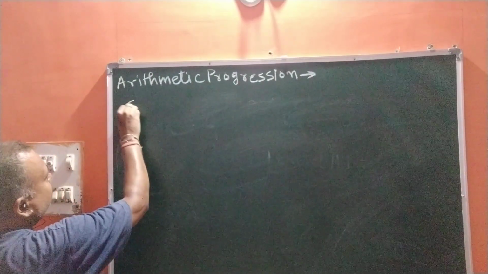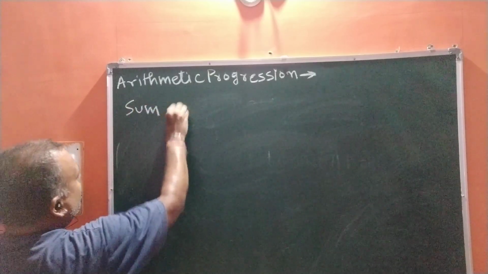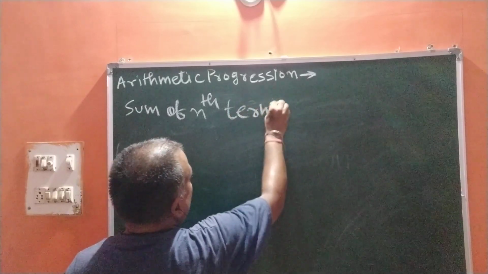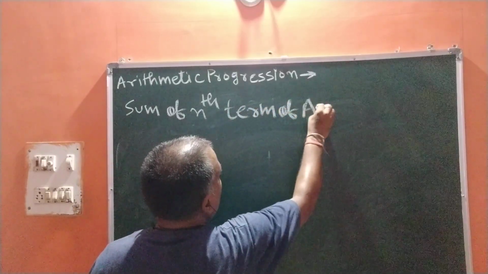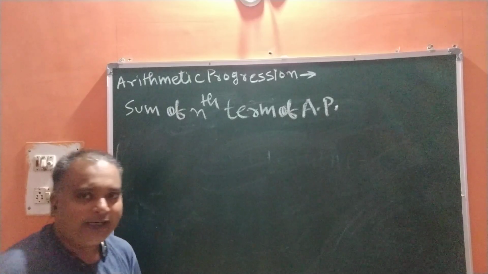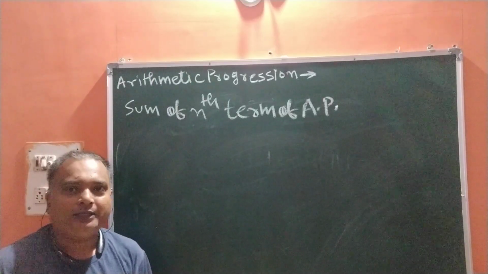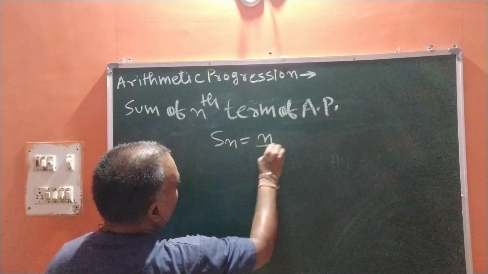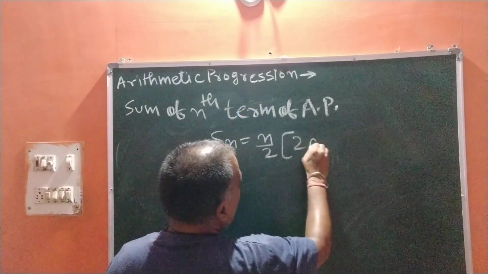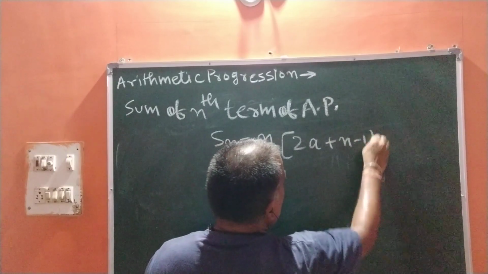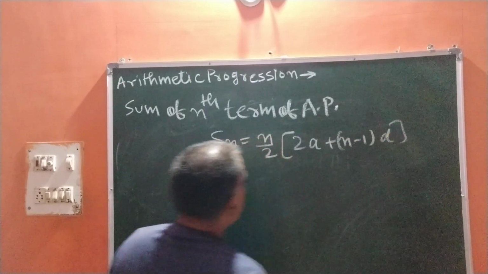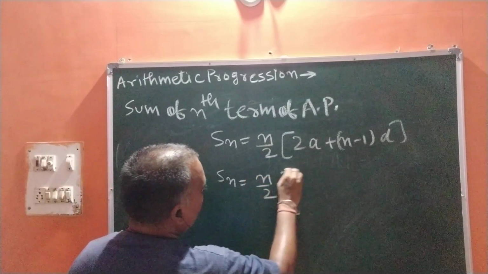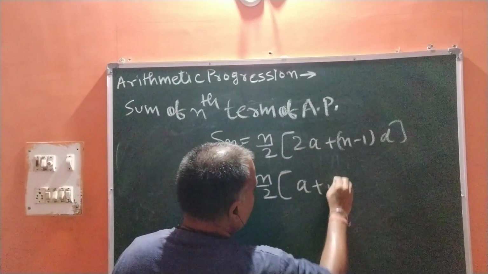Now, the next topic is sum of n terms of AP. To find the summation of n terms of an AP, the formula is Sn equal to n by 2 into 2a plus n minus 1 into d. Or sometimes we use the formula Sn equal to n by 2 into a plus l.